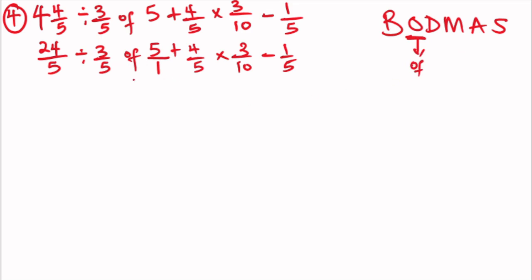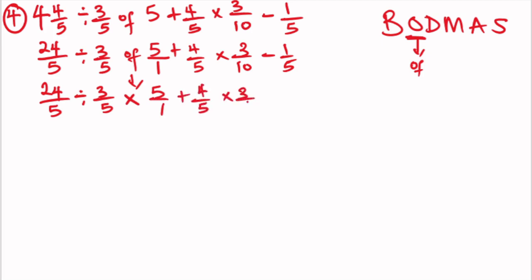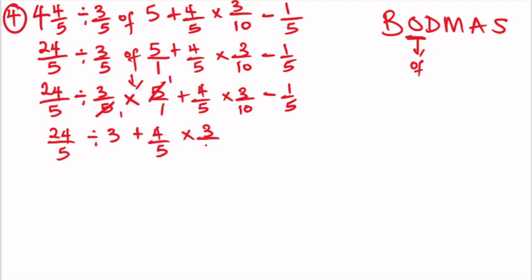And for of, just like I said earlier, of stands for multiplication. So we have 24 over 5 divided by 3 over 5. Now the of will actually change to times 5 over 1 plus 4 over 5 times 3 over 10 minus 1 over 5. So working with the of first, 5 here, 1, 5 and 5, we have 1. So the next thing is 24 over 5 divided by 3. Now move here, plus 4 over 5 times 3 over 10 minus 1 over 5. So let's proceed to the next thing.